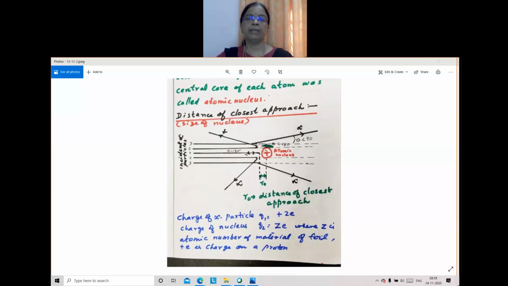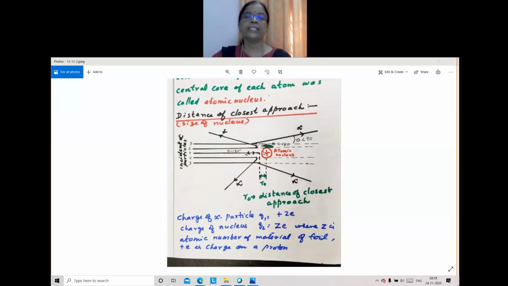It rebounds. Why? Because another positive charge is here, the nucleus. It is exerting electrostatic force of repulsion on this alpha particle. So the alpha particle is reflected back. That's the arrow mark shown towards and away from it. The alpha particle is shown by that arrow mark. Okay, here also you have to put the arrow mark. So just before it hits the nucleus, it is reflected or rebounds from its path.